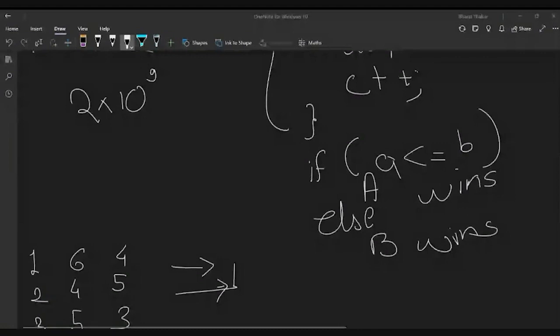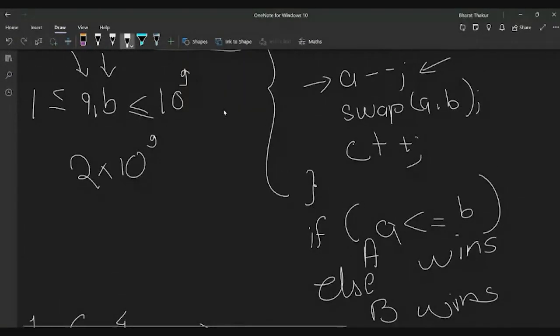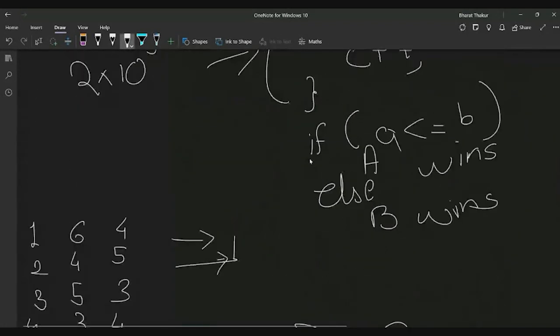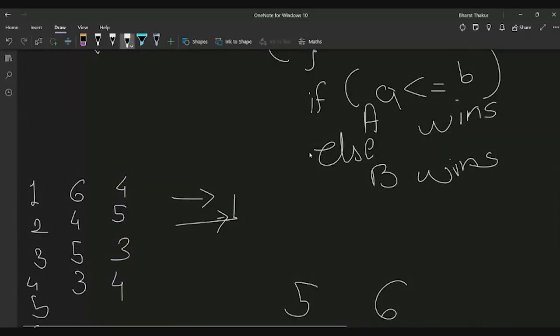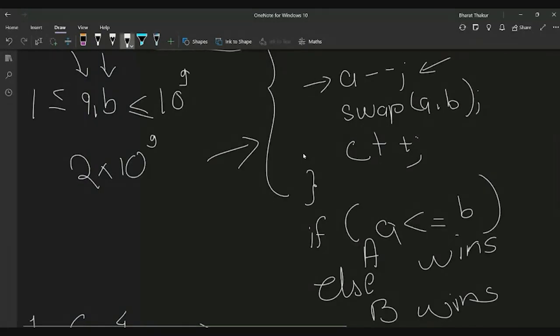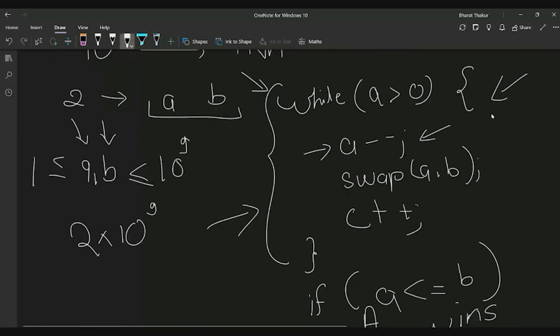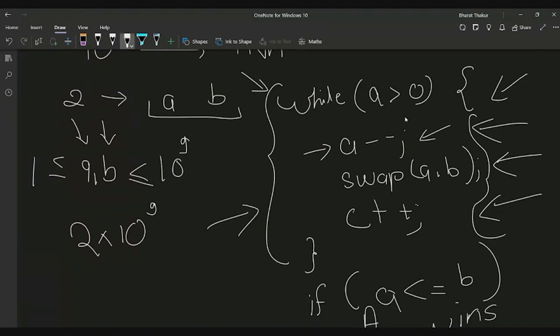Okay, is this clear to everyone? Like what we did here? This was just a basic question to tell you how you should think, like if you have to change the logic. See, here, what will happen if you're performing the operation? You will see that all the operations are linear time, like a minus minus, swap, C plus plus. So you cannot do anything here if you want to optimize the code.